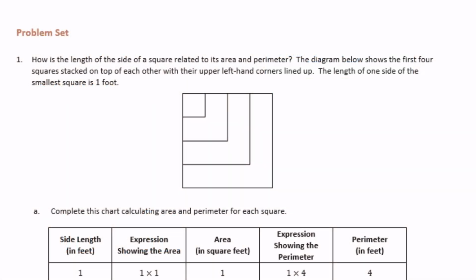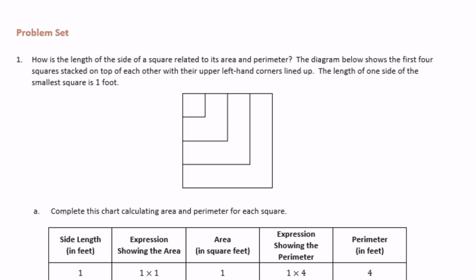Sixth grade, Module 5, Lesson 10, Problem Set. Number 1, how is the length of a side of a square related to its area and perimeter? The diagram below shows the first 4 squares stacked on top of each other, with their upper left-hand corners lined up. The length of one side of the smallest square is 1 foot.